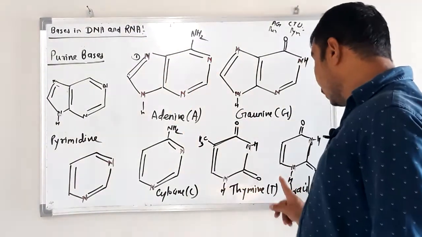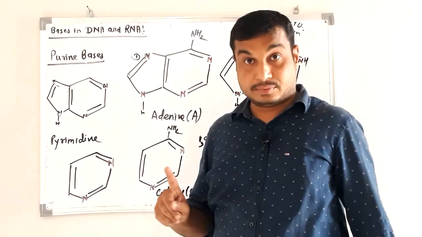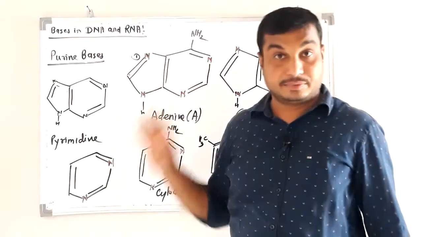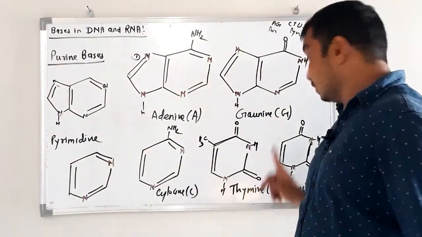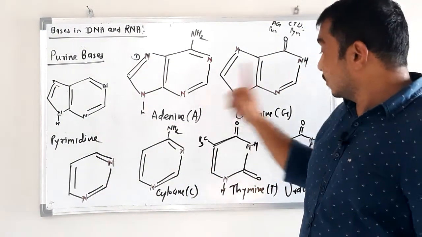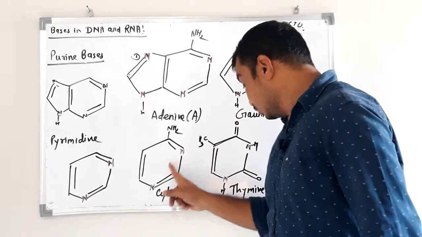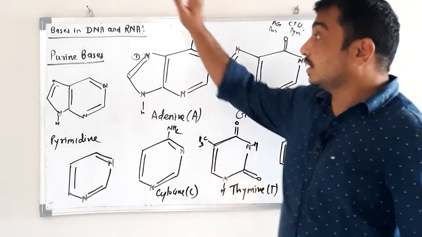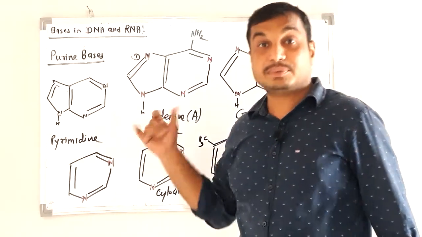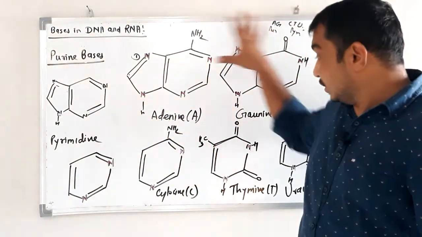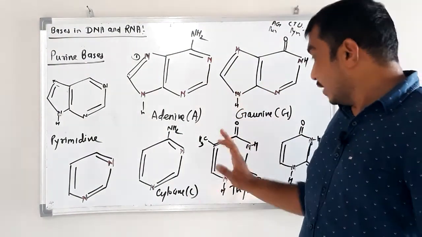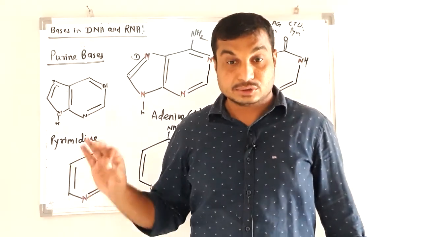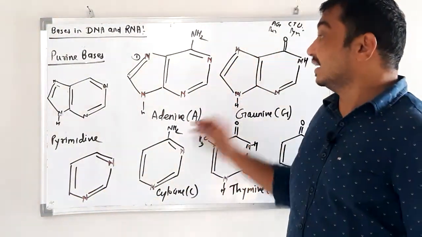See, uracil is absent in DNA. Always remember, uracil is absent in DNA, never found in DNA. Adenine, guanine, cytosine and thymine are the four bases present in DNA, while RNA has uracil instead of thymine. So these are the five bases present in nucleic acid, and these are the structures.